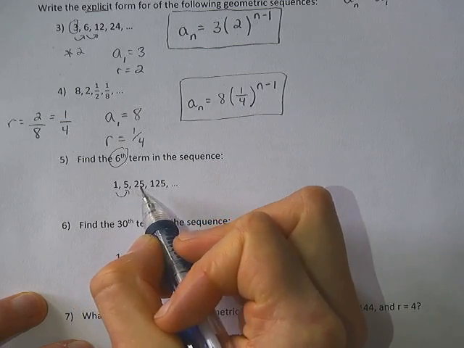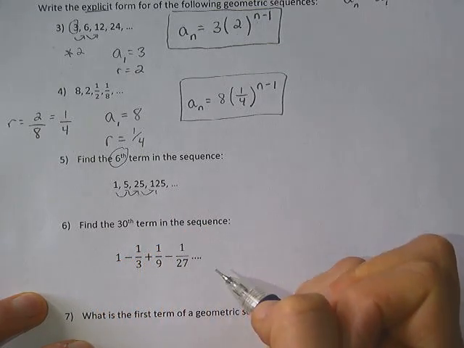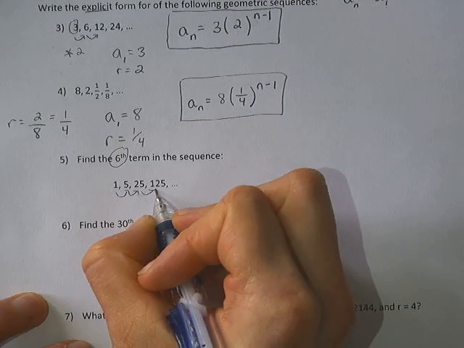What am I doing to 5 to get 25? So on and so forth. Once you find that pattern, you can just very easily keep it going to find the 6th term.